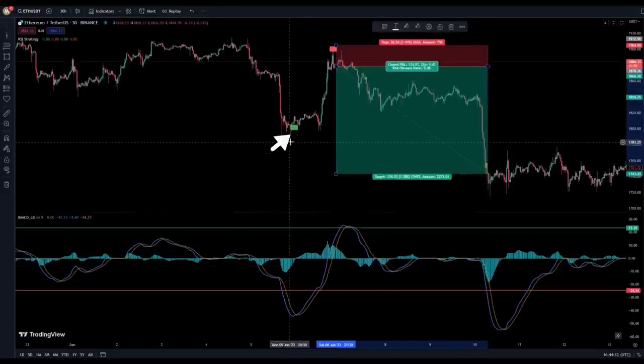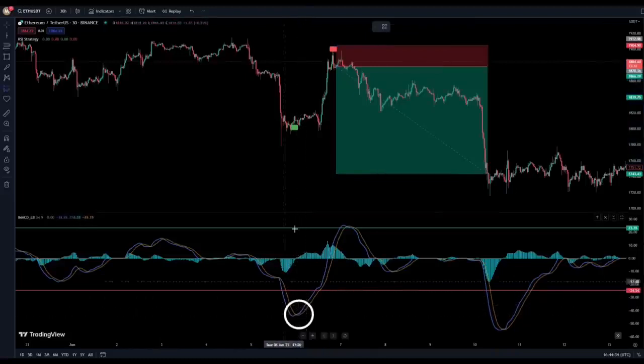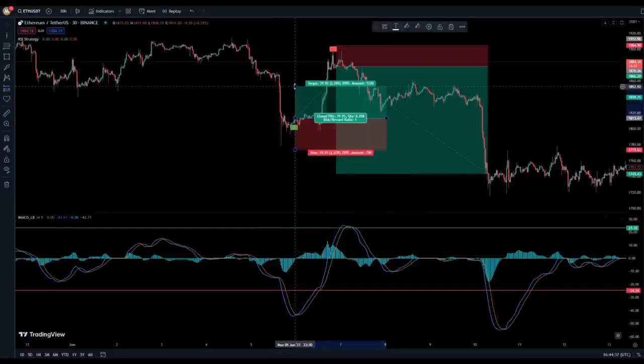We got a buy signal, and we can see the crossing happening down here below the red line, and the signal is confirmed. With both indicators' confirmation, I enter a buy trade here.